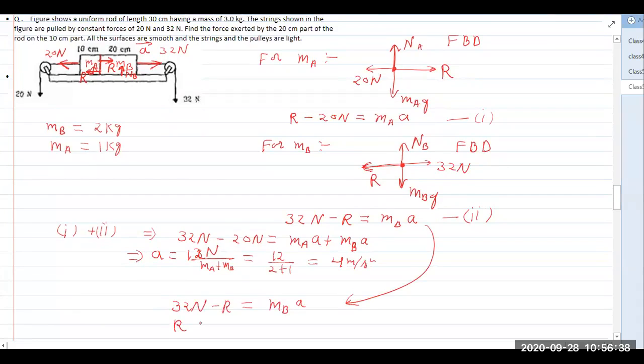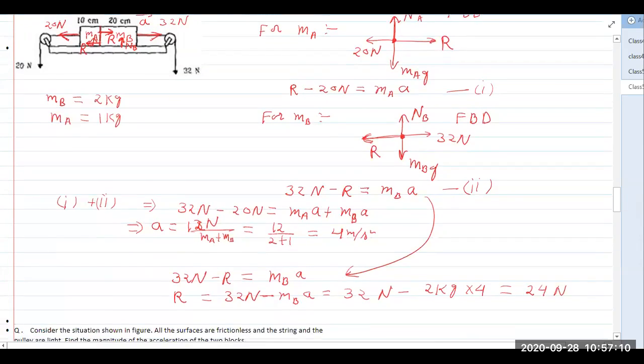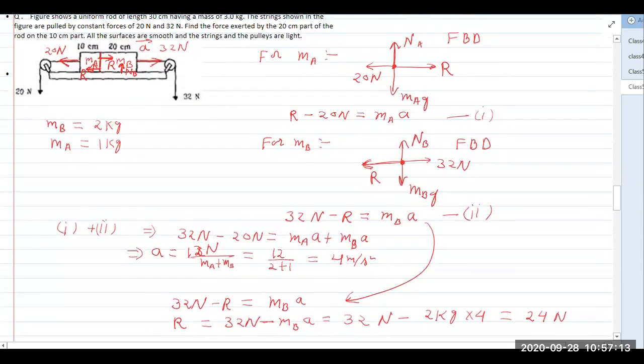So R will be how much? R will be 32 Newton minus MBA. So 32 Newton minus, how much is MB? MB is mass of this block. That is how much? That is 2 kg. 2 kg into acceleration is 4. So how much we are getting? 32 minus 8. So 24 we are getting. 24 Newton. So this much force we are getting. So this much force will act between the two objects.